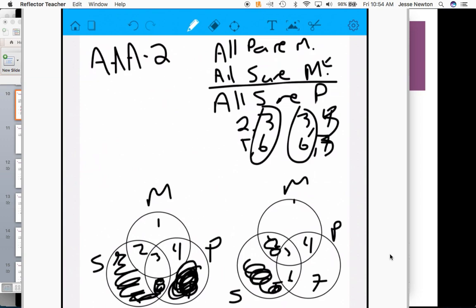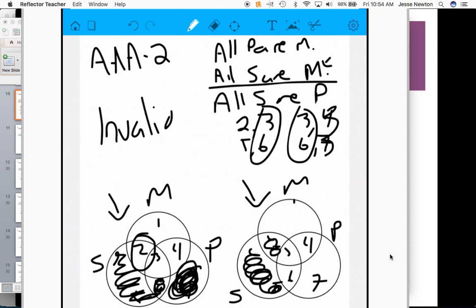And in order to determine whether or not this argument is valid, the regions shaded in the conclusion must also be shaded over here. 2 is shaded here and 5 is shaded here. Over here 5 is shaded, but notice 2 has not been shaded. And for that reason, this argument is invalid.